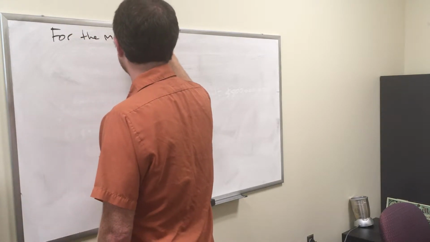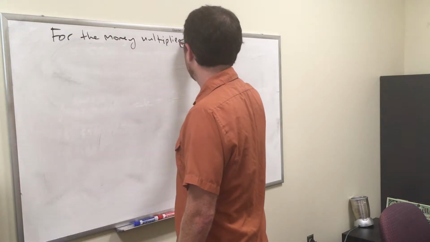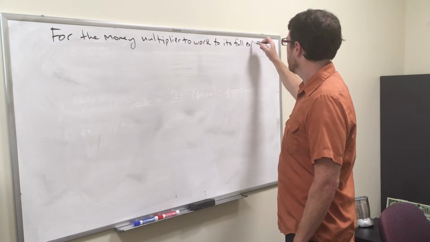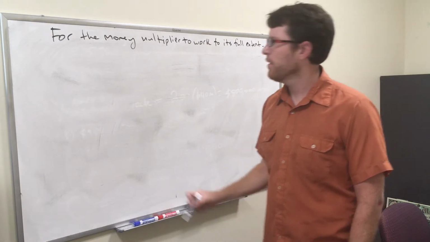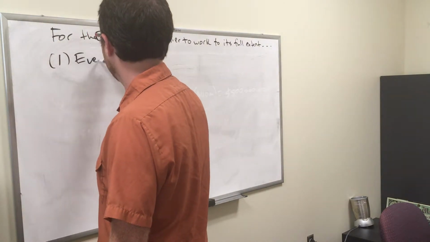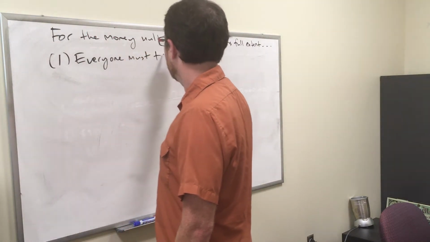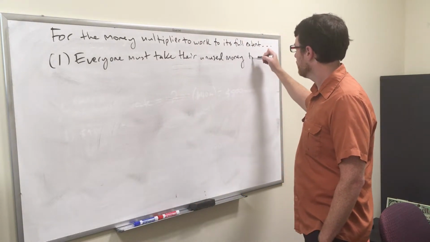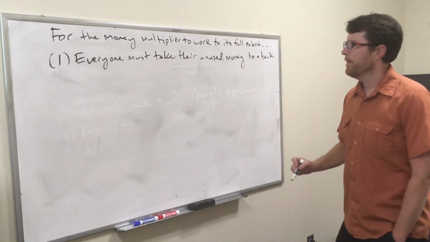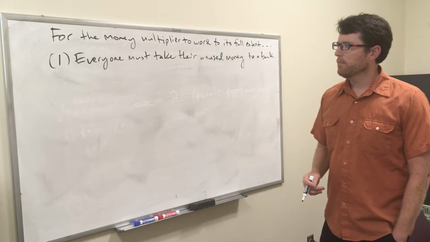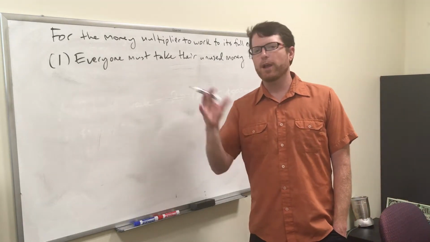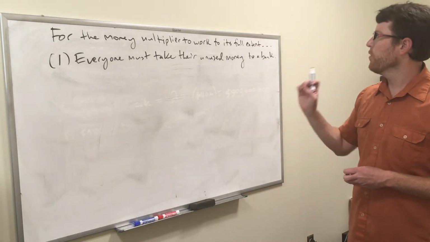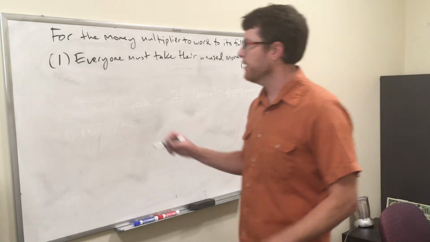For the money multiplier to work to its full extent, a couple of things need to happen. One, everyone must take their unused money to a bank. Obviously, this doesn't happen. But we're trying to see what the solution that we got there, for example, 800 million, really means and where it comes from. So everyone must take all their unused money to the bank. That way it can be loaned out.